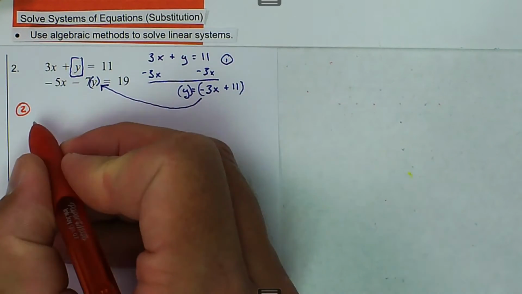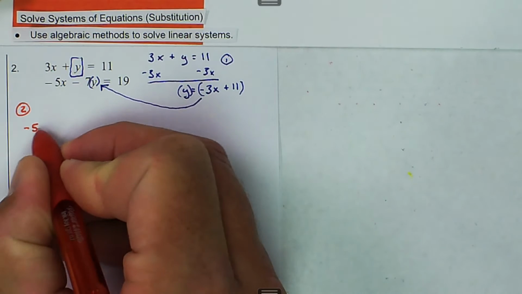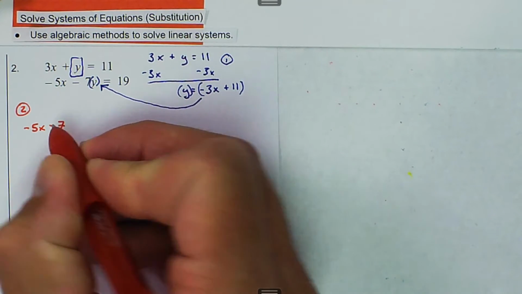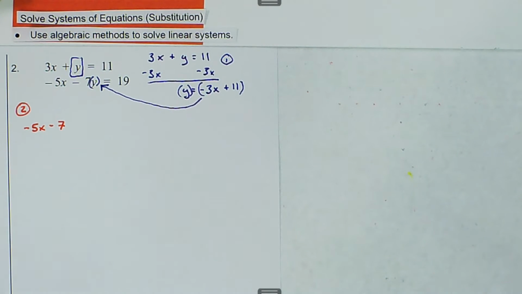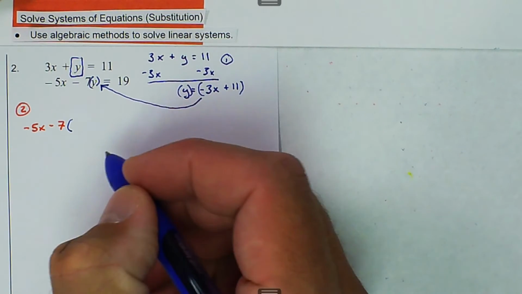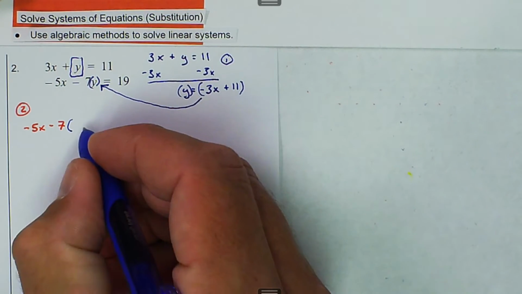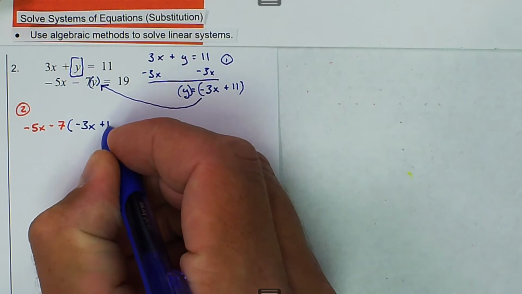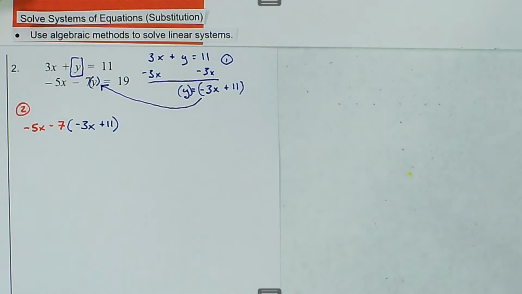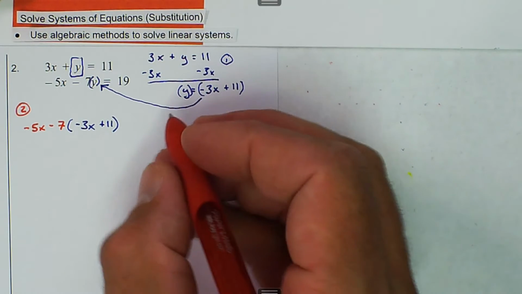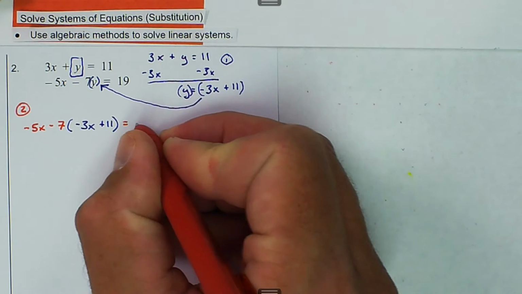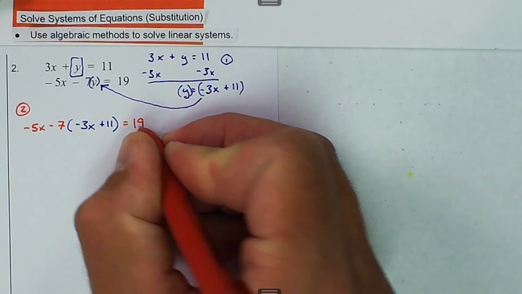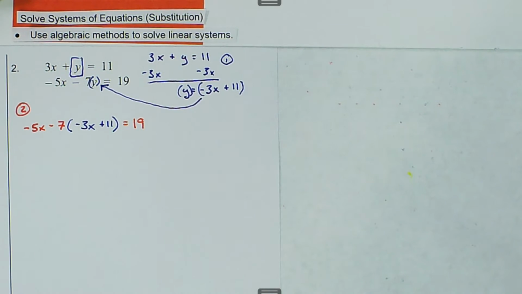So I'm going to write this equation down. So we have -5x minus 7, and then we're going to replace the y, or substitute the y, with -3x plus 11. And that's equal to 19. And then we have to solve to get the other variable by itself. So now we're on to step number 3.